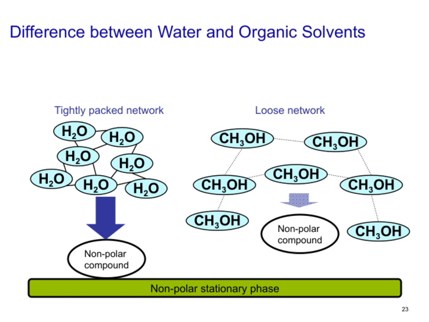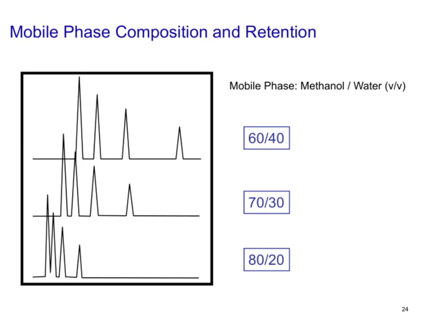Water's tightly packed network means it can strongly retain polar compounds, while organic solvents like methanol, with their looser structure, are better at dissolving nonpolar compounds. This is fundamental to choosing the right solvent for separating specific compounds in our analyses. Let's take a look at the different mobile phase compositions and how they influence retention.